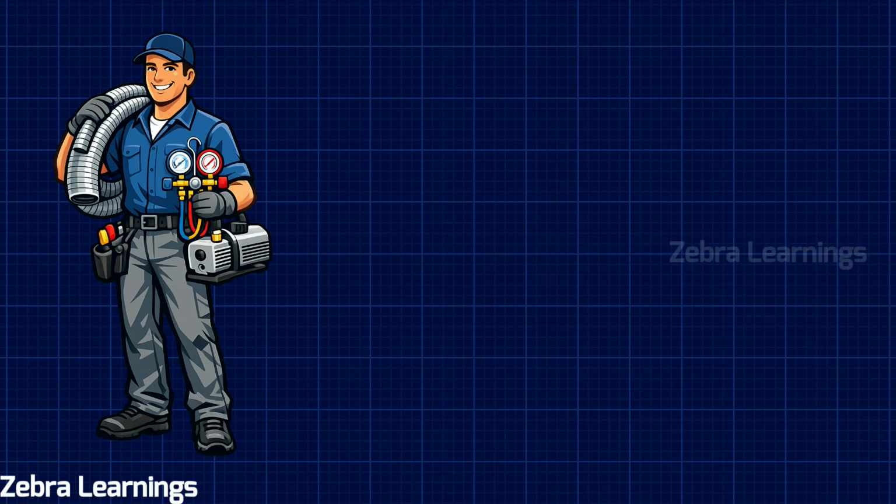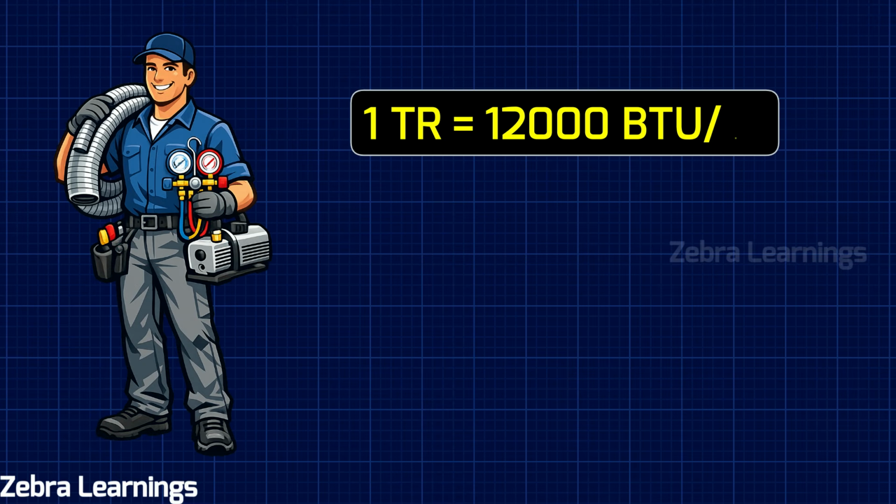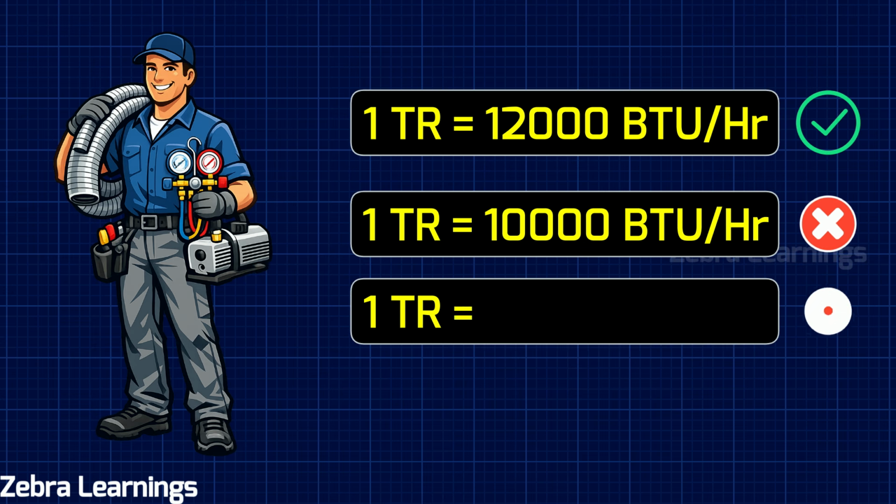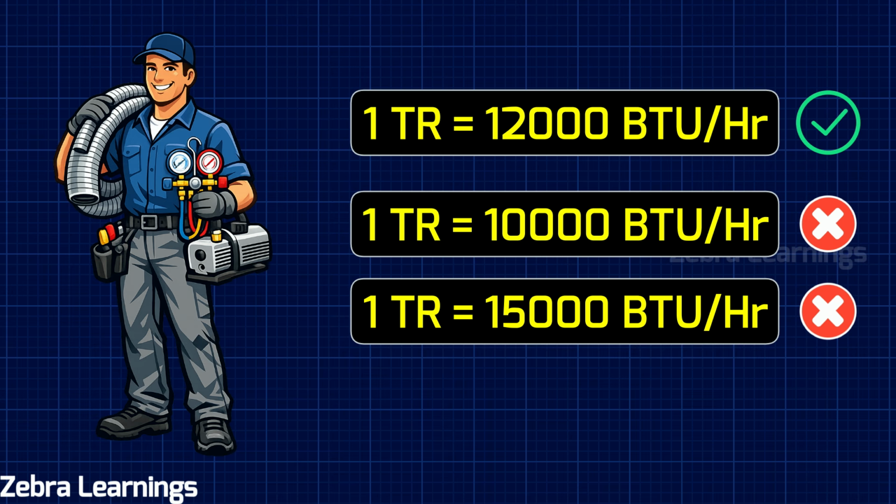Every HVAC technician knows that 1 TR equals 12,000 BTU per hour. But have you ever wondered why it's exactly 12,000? Why not 10,000? Why not 15,000? The answer takes us back to a giant block of ice.